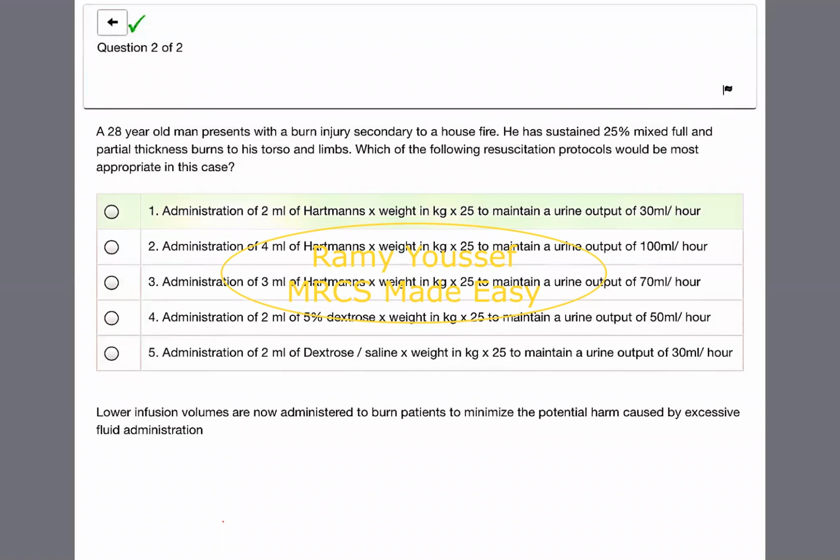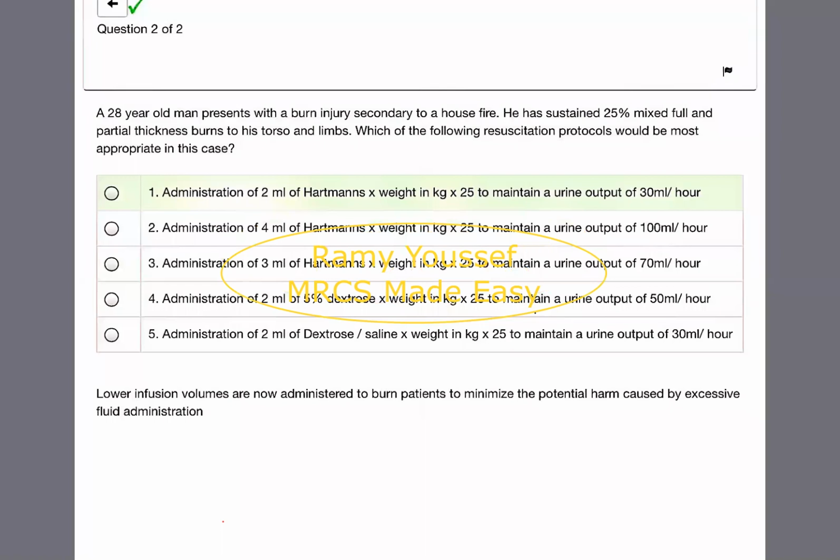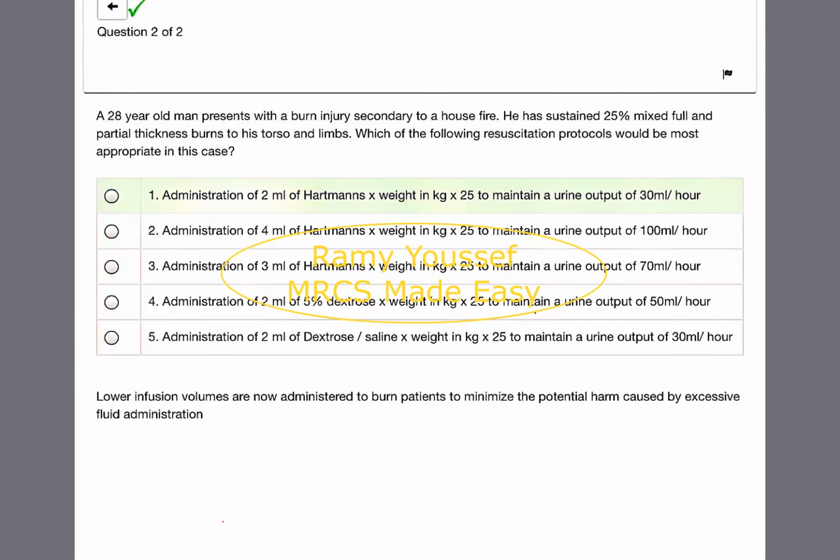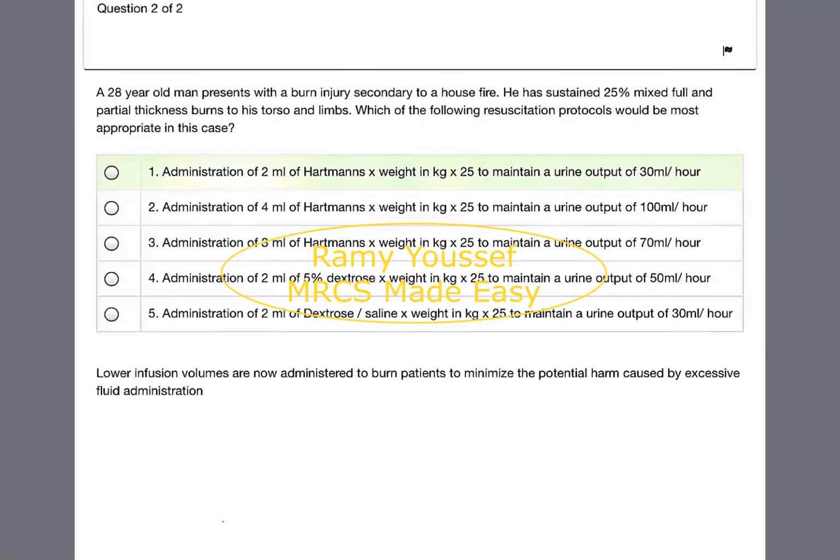Also, you have three parameters to look at here. You have to give Hartmann's, you don't give dextrose or dextrose saline, so the last two options are wrong. The first three give Hartmann's. The first one is 2 ml, and as we said, from 2 to 4 ml by body weight by percentage, to maintain the output. The output should be more than 0.5 ml per kg per hour, so about 35. Options of 70 or 100 are too much.